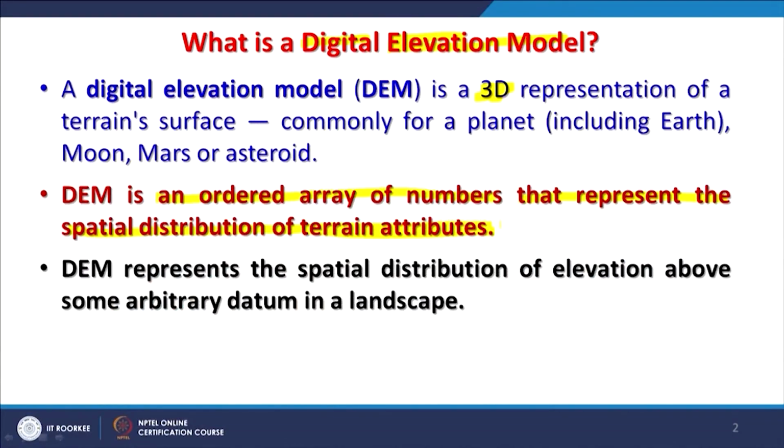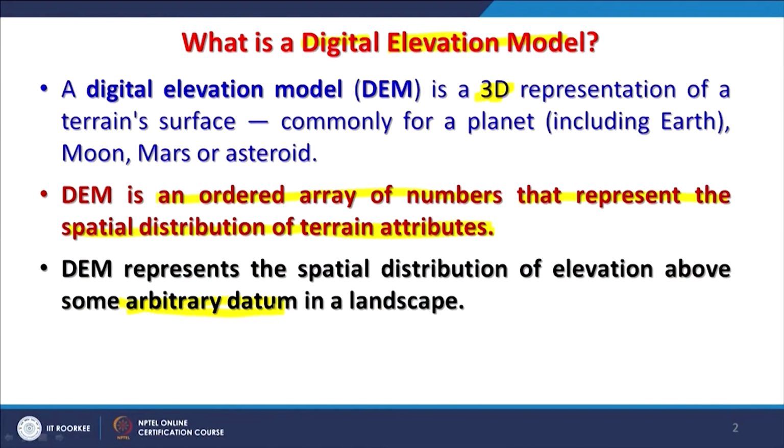Now DEMs, in short we say DEM or in plural DEMs, represent basically the spatial distribution of elevation above an arbitrary datum in a landscape. Now this datum generally is not really arbitrary. When we use the elevation values as cell values of this two-dimensional array, then it is not an arbitrary datum, it becomes above mean sea level.